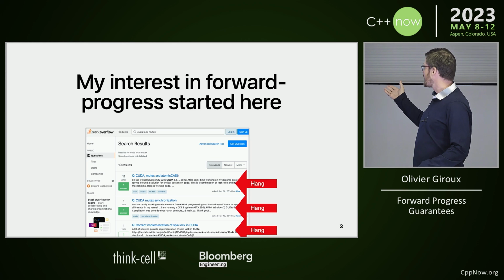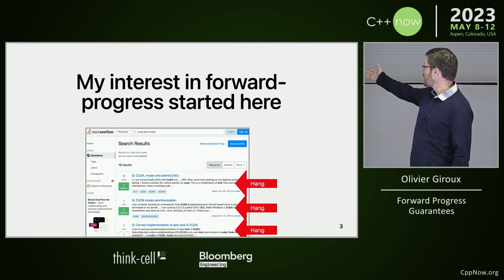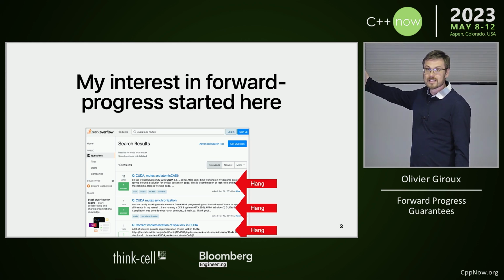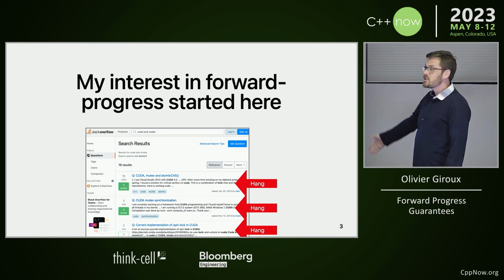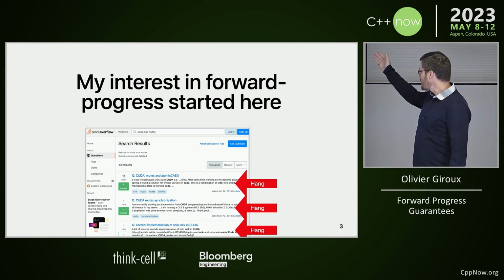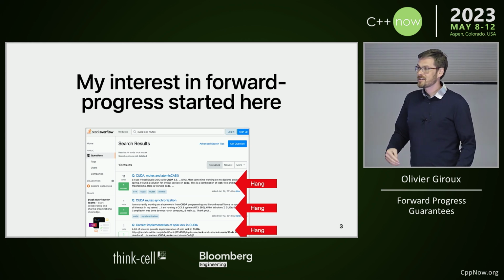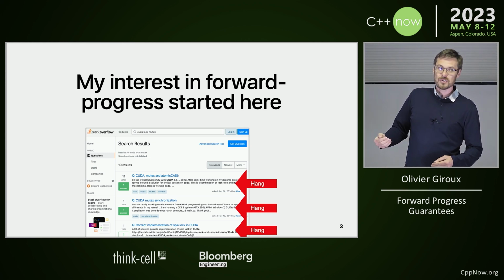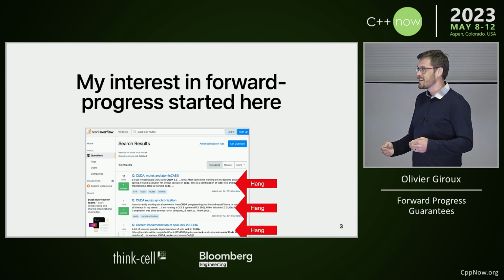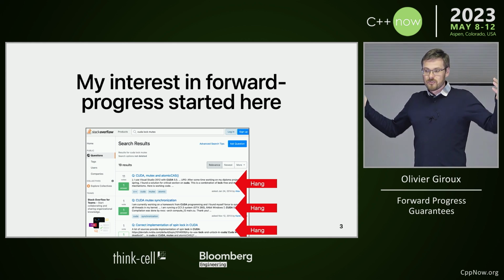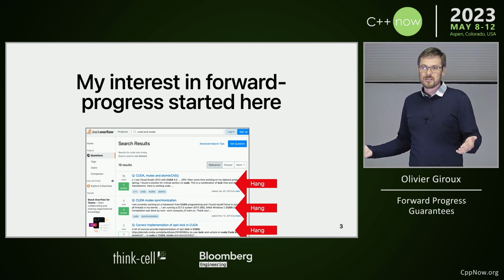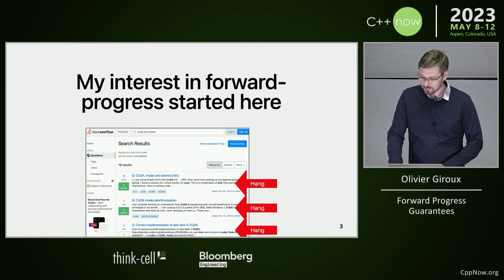So if you went on Stack Overflow and you searched for CUDA, lock, or mutex, what you would have is pages of results. Every one of them is somebody saying, hey, I wrote this code with atomic exchange or with atomic cast, and I don't understand. I froze my GPU and Windows restarted the GPU.